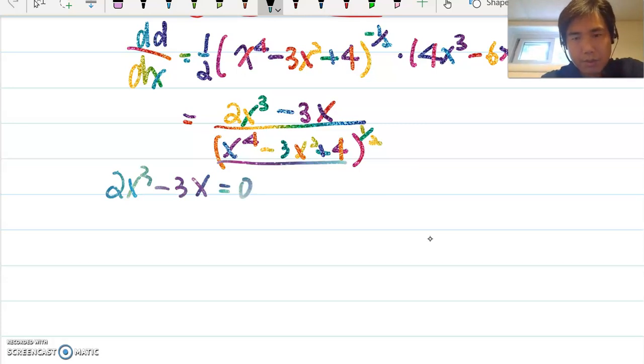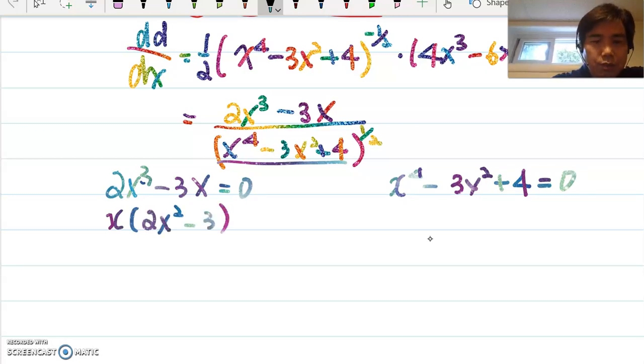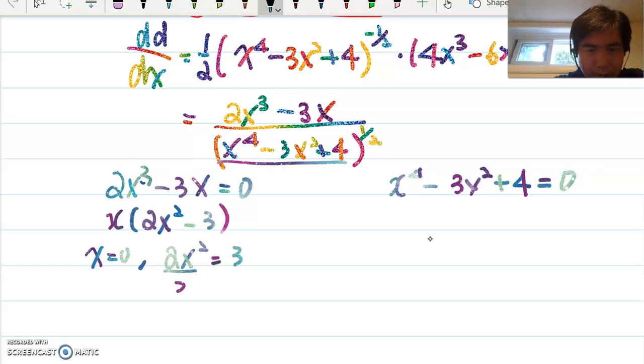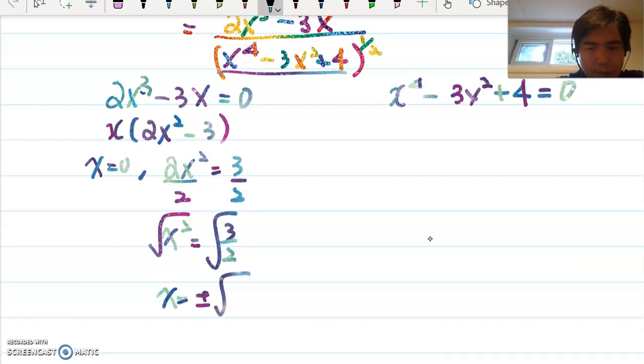Now this one, x fourth minus 3x squared plus 4 equal to 0. Okay, so this is the quadratic equation form, and this is just a simple equation form, so I will do this first. Take out the x, then it becomes x times 2x squared minus 3. So we can make x equal 0, and then 2x squared equal to 3, divided by 2. So x squared equal to 3 over 2. So taking the square root, x equals plus and minus root 3 over 2.